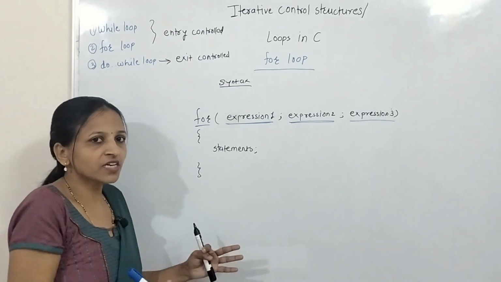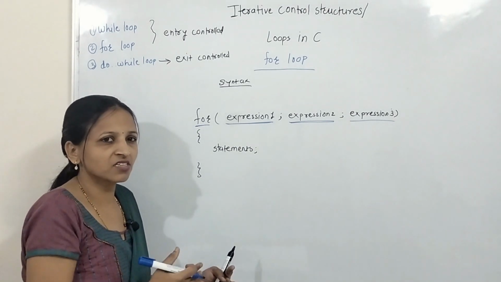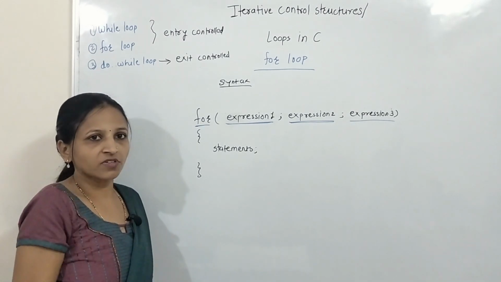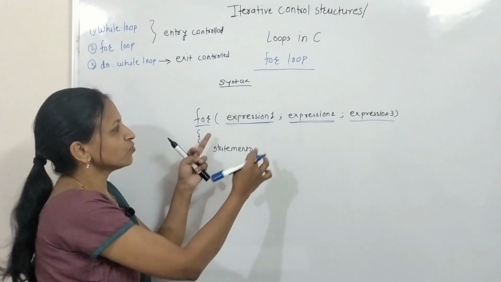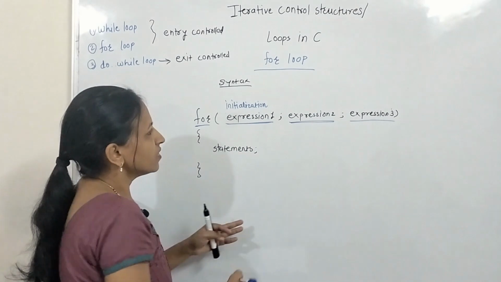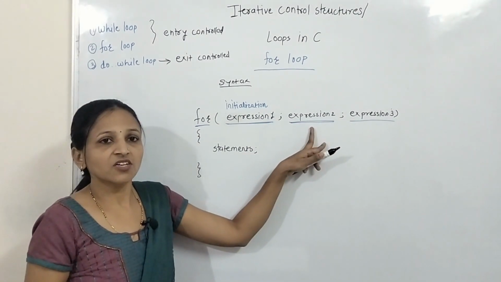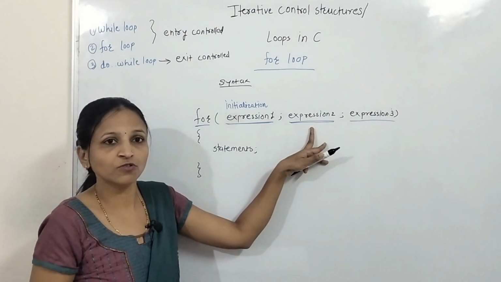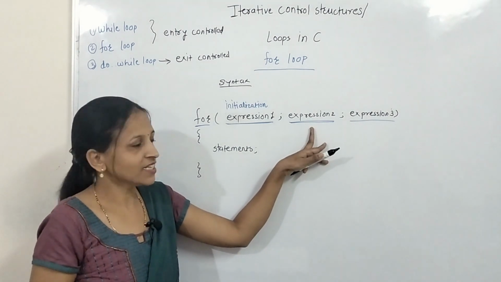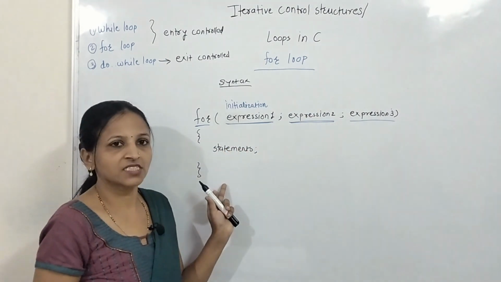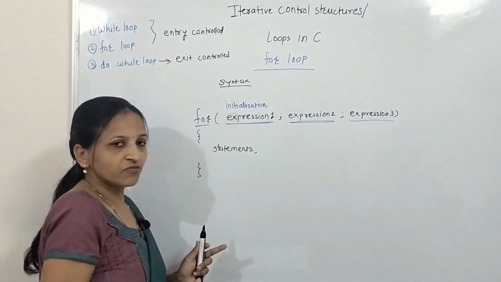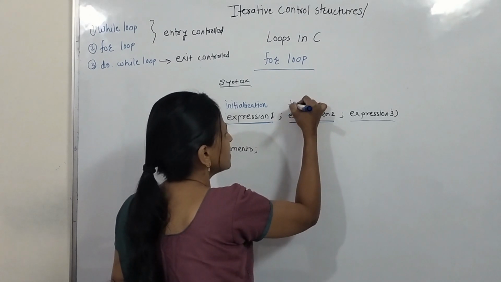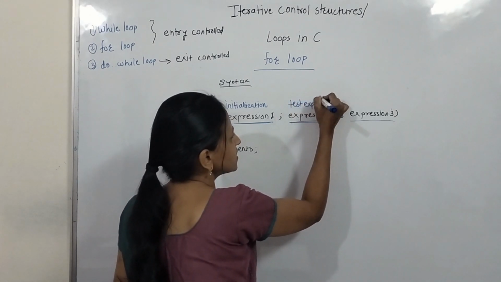Initialization means whatever counter variable you are going to use, setting an initial value to that counter variable. That part you can do with this expression 1. Now the next, expression 2, is normally the test expression. Test expression means here we have to check for a condition. Till that condition is true, that loop will get executed, and as per that we have to place the condition here. This is a test expression, or we can say the condition.